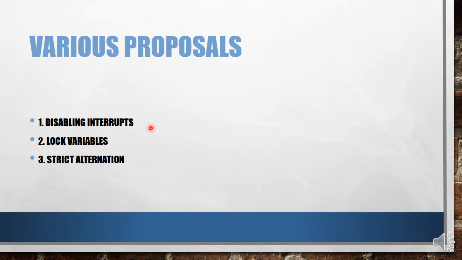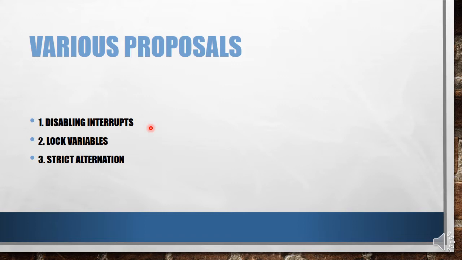With interrupts disabled, no clock interrupts can occur. The CPU is only switched from process to process as a result of clock or other interrupts, after all, and with interrupts turned off, the CPU will not be switched to another process. Thus, once a process has disabled interrupts, it can examine and update the shared memory without fear that any other process will intervene. This approach is generally unattractive because it is unwise to give user processes the power to turn off interrupts. What if one of them did it and never turned them on again? That could be the end of the system.